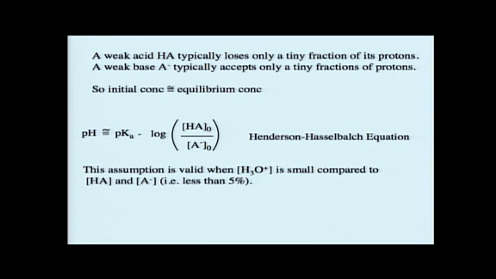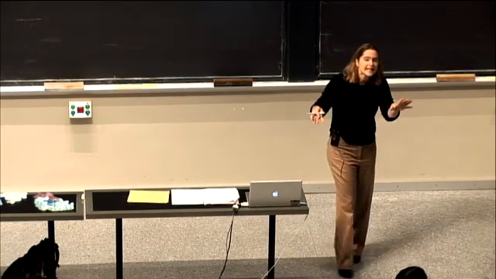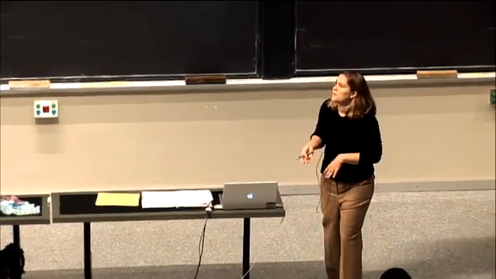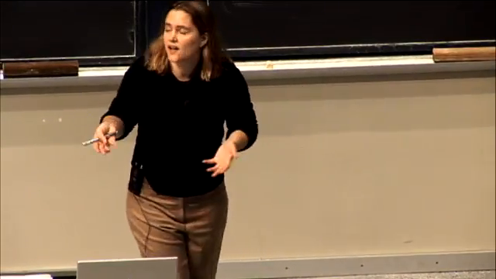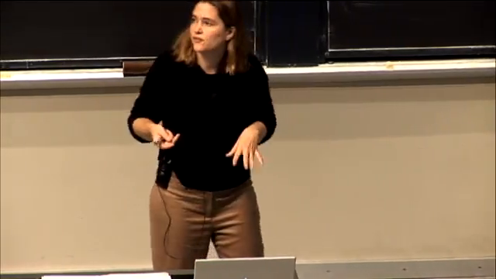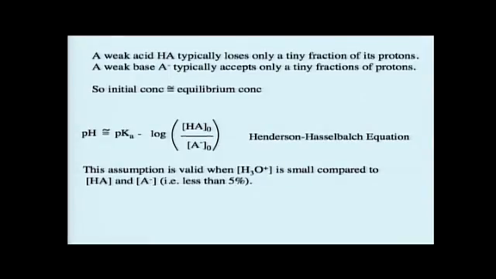So a lot of the time this is true. Remember, we're making buffers from weak acids and weak conjugate bases. And the definition of a weak acid is that it only loses a tiny fraction of its protons. It only ionizes slightly in water. And a weak base typically only accepts a fraction of the protons it can accept. It's a weak base, so it's not doing a whole lot of chemistry there. So this approximation is good a lot of the time.